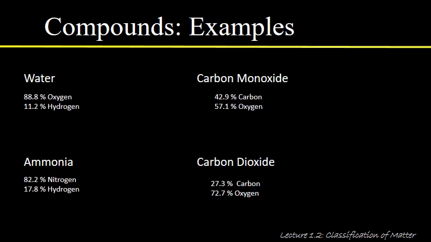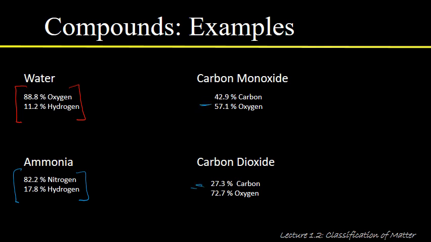All right, so here are a bunch of compounds: water, ammonia, carbon monoxide, and carbon dioxide. Right, water, if it's pure, if it doesn't have any junk in it, water is always going to be 88.8% oxygen and 11.2% hydrogen. Ammonia is always going to be 82.2% nitrogen, 17.8% hydrogen. Right? And we've got some numbers over here for carbon monoxide and carbon dioxide as well.